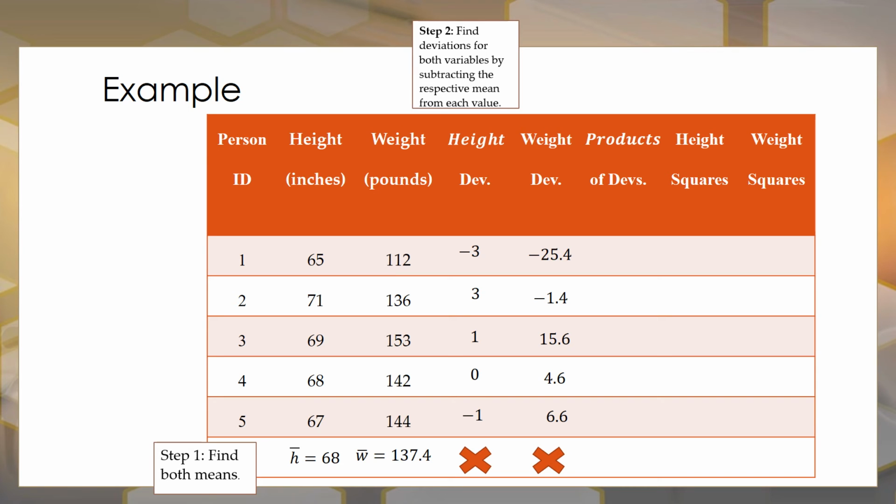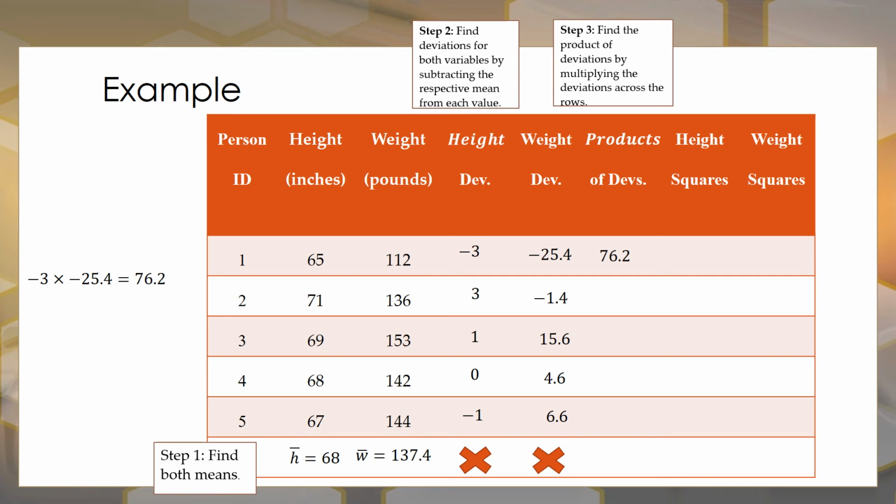Now we're going to do the third step. We're going to find the products of the deviations by multiplying the deviations across the rows. So we're going to find the deviation for the first person, which is -3, and multiply the deviation for that same person for the weight, which is -25.4. So we're multiplying the deviations for the same person. So we're going to have -3 times -25.4, and we get 76.2.